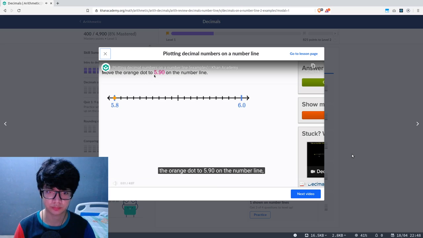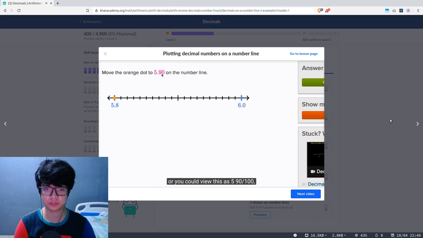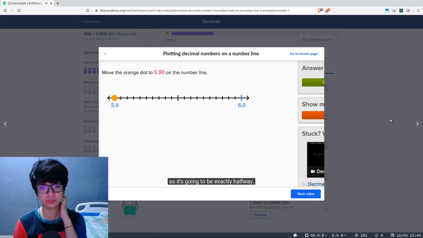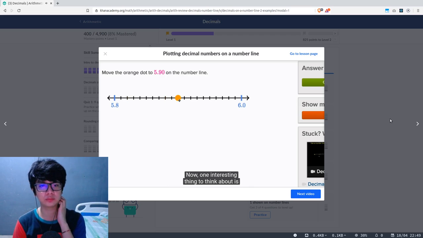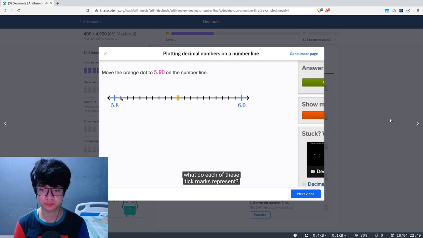We're asked to move the orange dot to 5.90 on the number line. You could view this as 5 90/100 or 5 9/10. This is 5.8, and this is 6.0. One way to think about it is that 5.9 is exactly halfway between 5.8 and 6.0. It's written as 5.90, but we can view it as 5.9. What do each of these tick marks represent? If this is 5.8, a tenth higher than 5.8 is 5.9, and a tenth higher than that is 6.0.